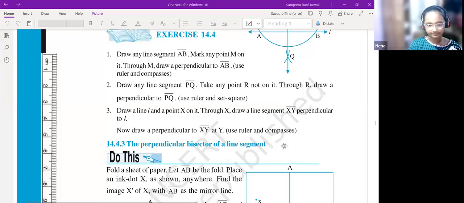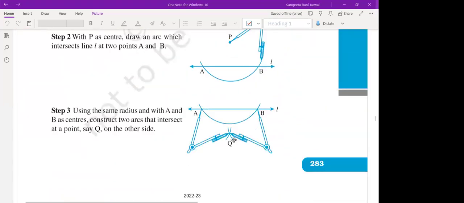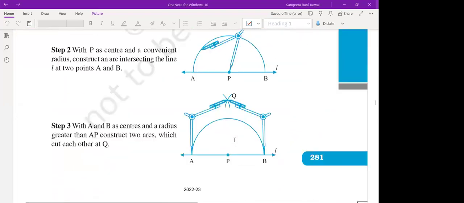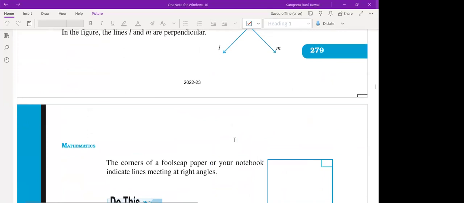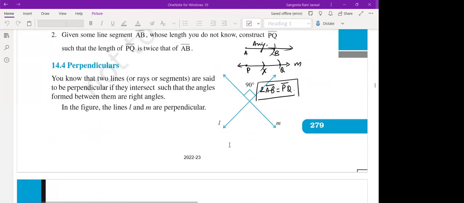Okay, so let's move to the chapter. Did you practice the questions that we had done? Were you able to do them without any difficulty? In our last class, we had done this: draw any line segment, make a copy of the line segment without measuring, and then make twice the line segment without measuring, with the compass and a ruler.